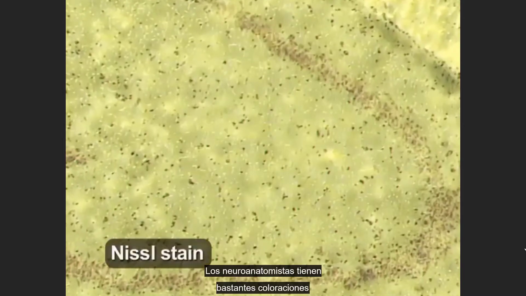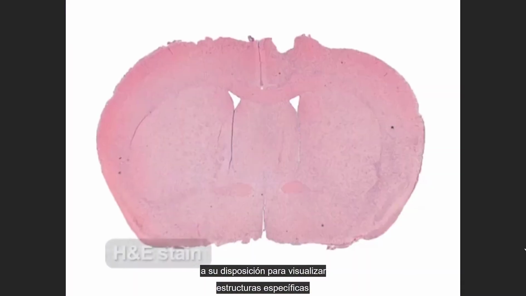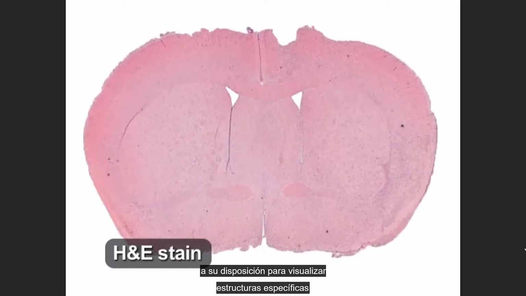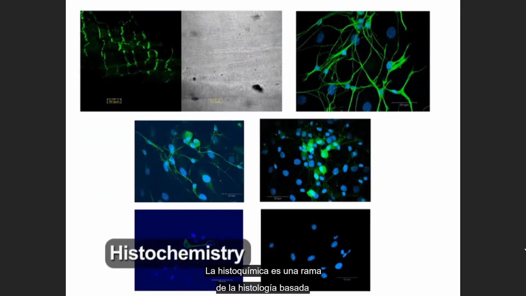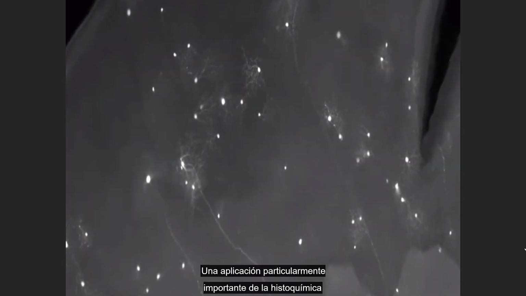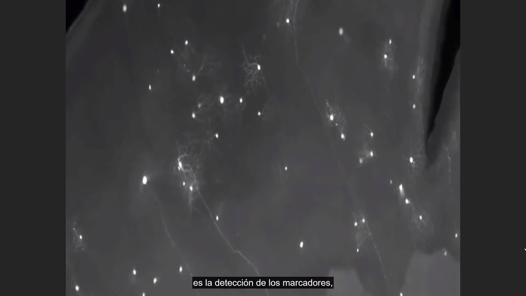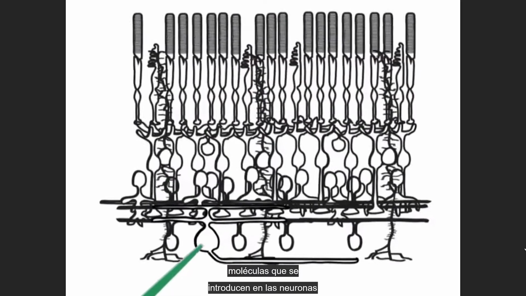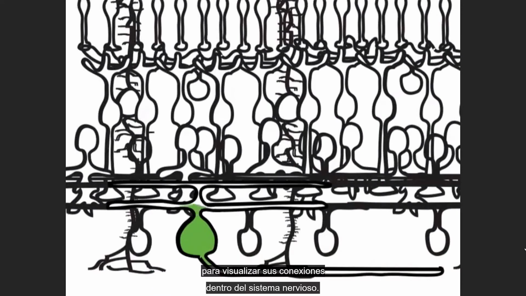Neuroanatomists have a number of stains at their disposal to visualize specific structures in the nervous system. Histochemistry is a branch of histology based on the localization and identification of chemical components. One particularly valuable application of histochemistry is the detection of tracers, molecules that are introduced into neurons to visualize their connections within the nervous system.